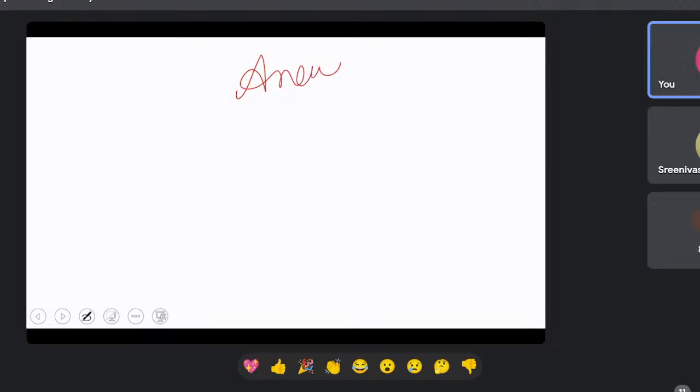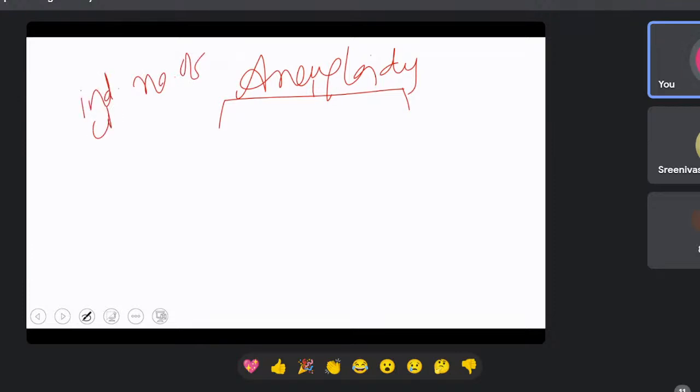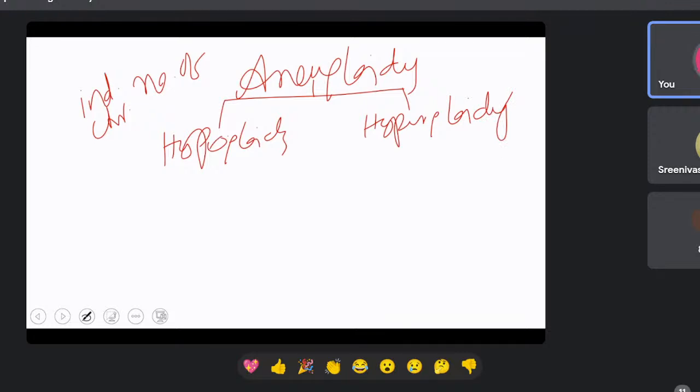And last one, aneuploidy. Okay, aneuploidy, it is the change in the individual number of chromosomes. It is of two types, hypoploidy and hyperploidy. Aneuploidy రెండు రకాలు, ఒకటి hypoploidy, రెండు hyperploidy. Hypo means decrease in the number of chromosomes. Hyper means increase in the number of chromosomes. Hypoploidy ఏమవుతుంది? క్రోమోజోముల సంఖ్య తగ్గుతుంది. హైపర్ప్లాయిడీ ఏమవుతుంది? క్రోమోజోముల సంఖ్య పెరుగుతుంది.